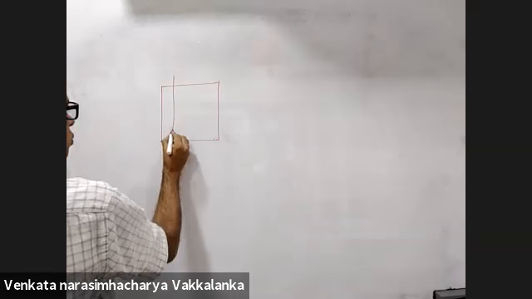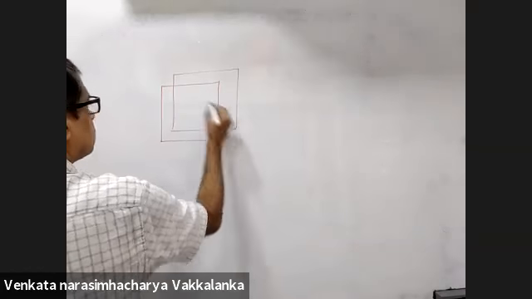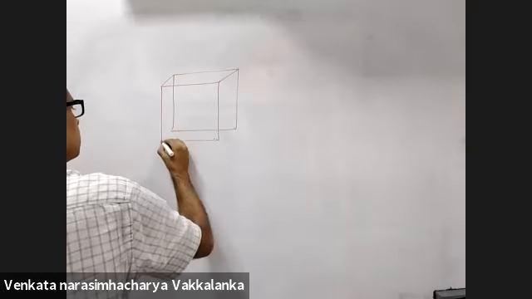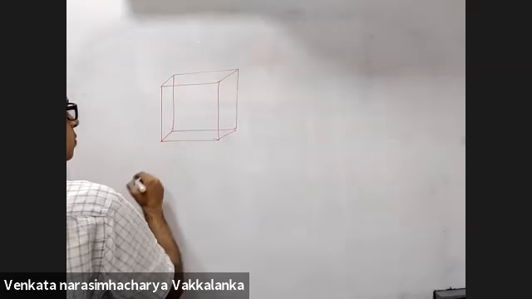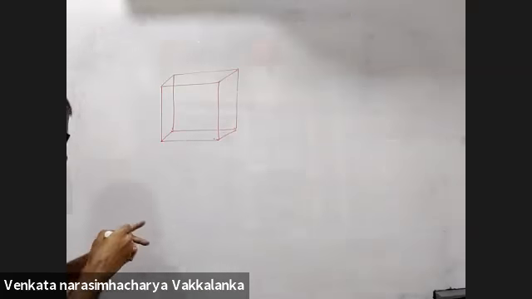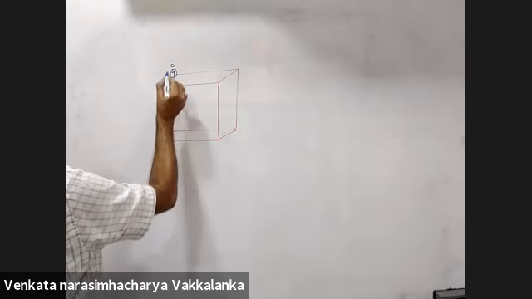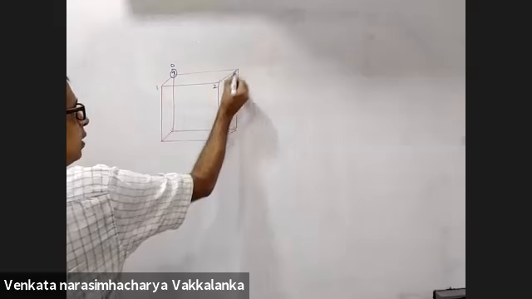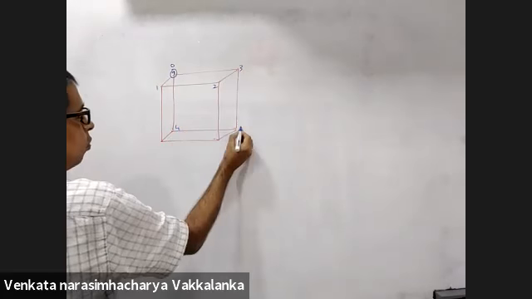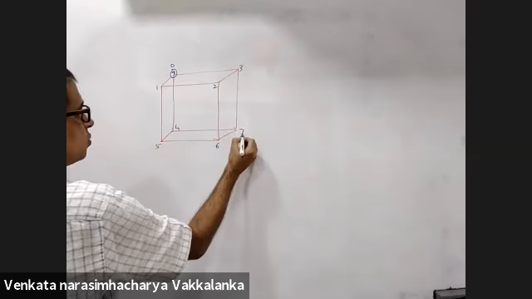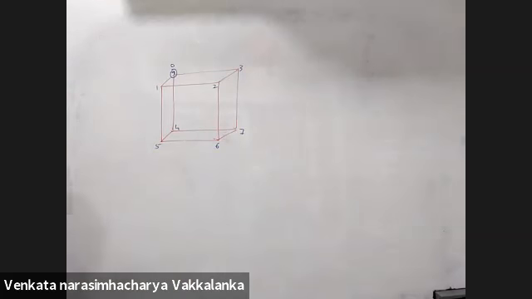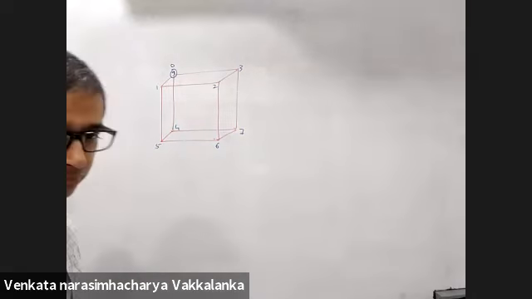Suppose I have a cube here, and I have a charge Q at one corner of the cube. I take this 0, 1, 2, 3, 4, 5, 6, 7. I have charge Q at one corner of the cube.